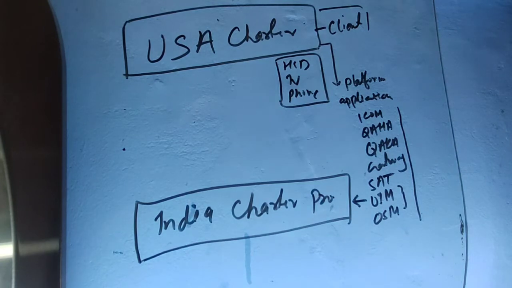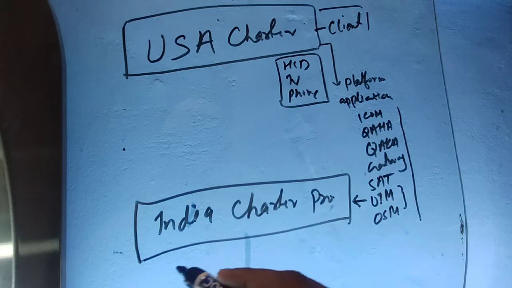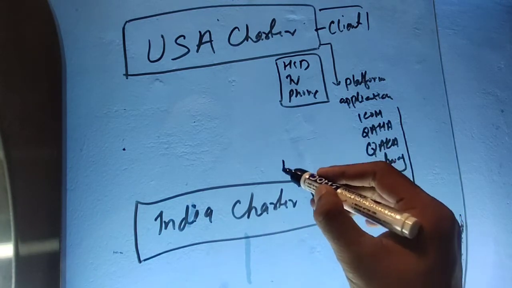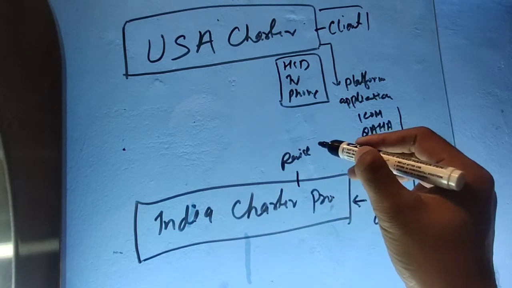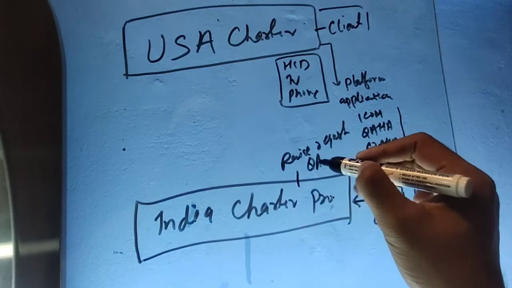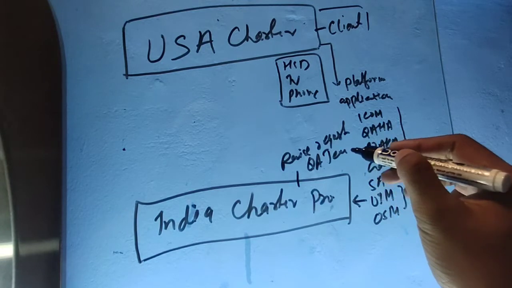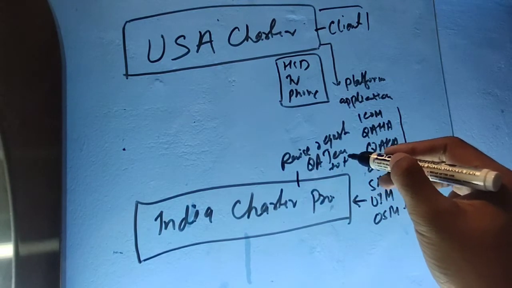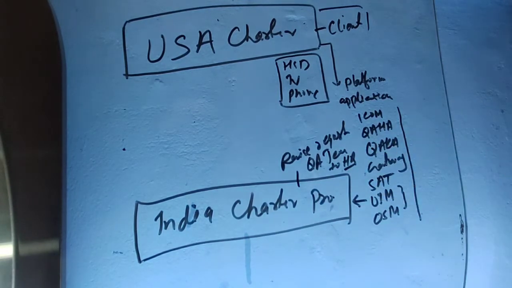Now, how does the testing start? The Indian Charter project raises a request. Request for what? For a QA team, quality assurance team, to our HR management. HR management is going to hire the whole QA team for testing. They will be trained, with fresher training as well.